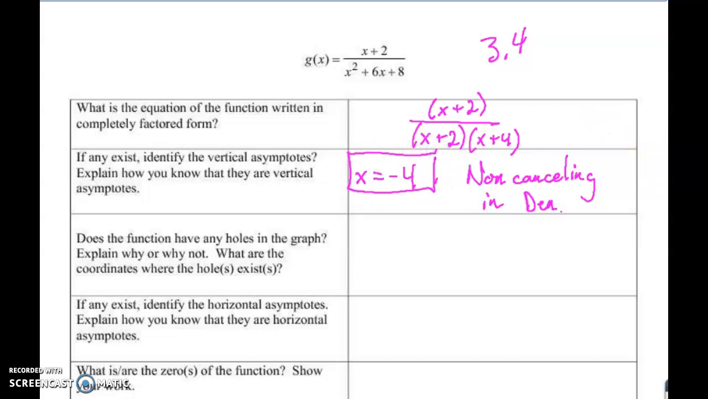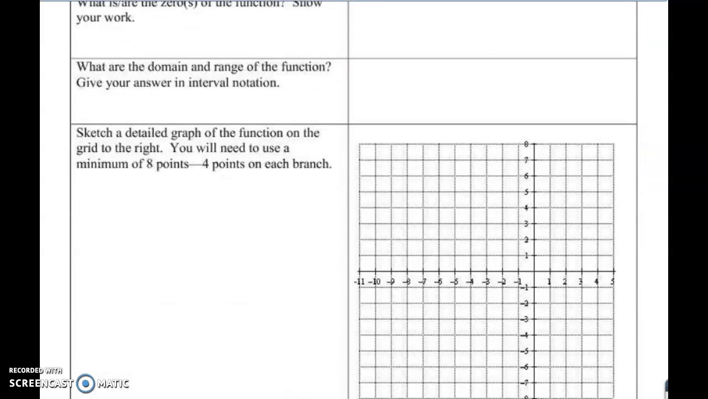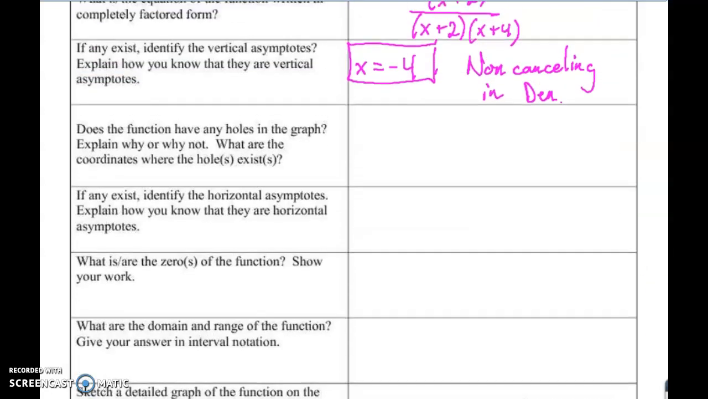By the way, you can do some of these graphs while you're doing this, like jump to the bottom and give you a vertical asymptote there, at negative 4. What else do we have?